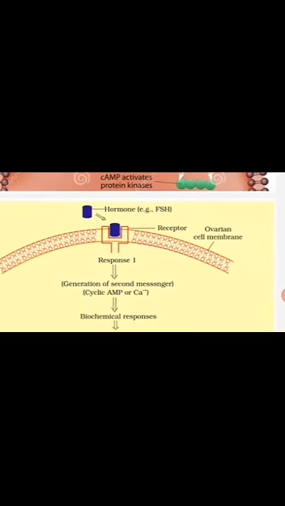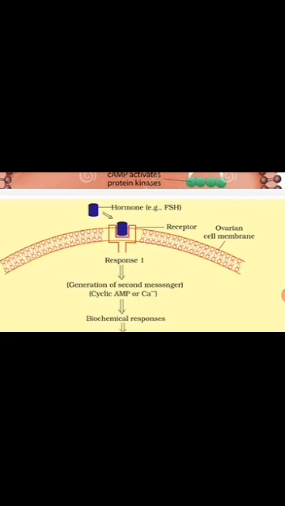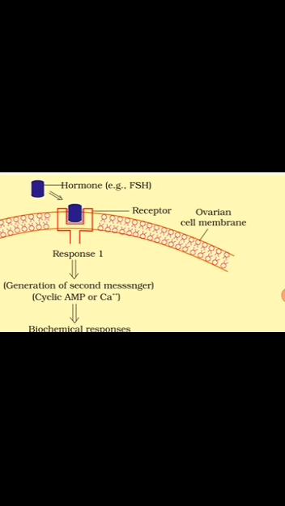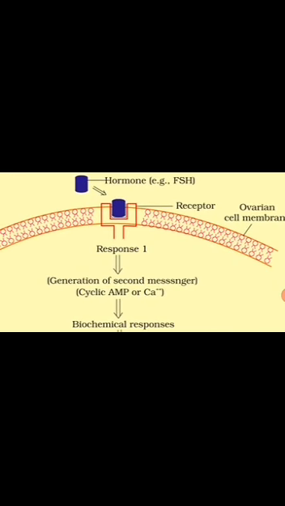So another example given over here is the hormone FSH, that is follicle stimulating hormone. That hormone binds with the receptor of what? This membrane is of what? It is the ovarian cell membrane, the membrane which is present on the ovary. So the FSH binds with the receptor.